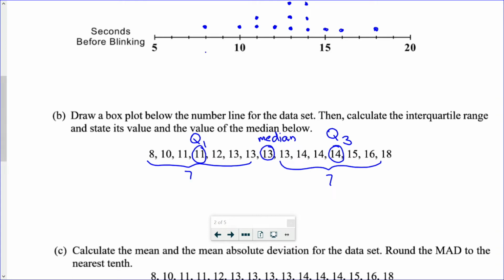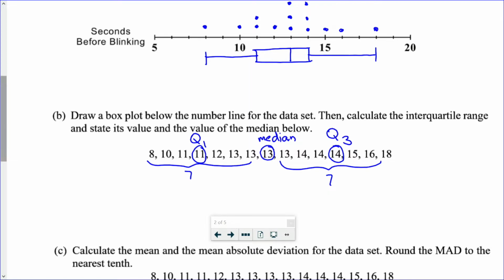Because I can draw a line at my minimum at 8. I can draw a line at my maximum, right? 18. I can draw a line at my median, 13. I can draw a line at Q1, that's 11, and a line at Q3, 14. And I can draw my box plot.